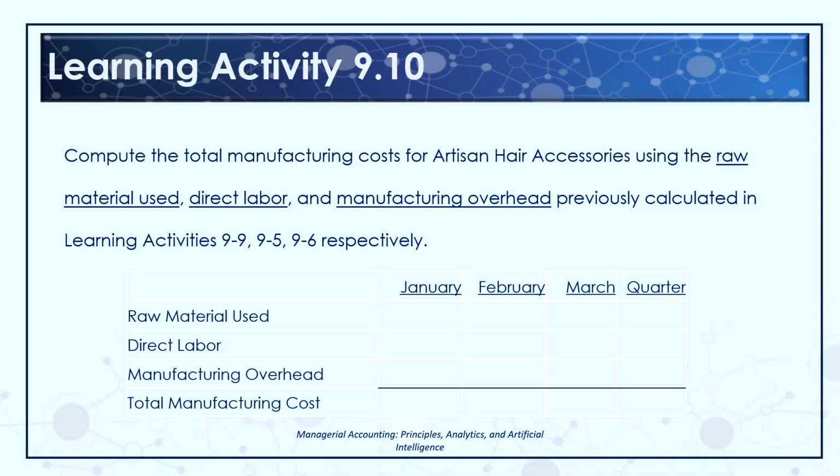Now complete learning activity 9.10. Compute total manufacturing costs for Amour Artisan Hair Accessories using raw materials used from learning activity 9.9, direct labor from learning activity 9.5, and overhead from 9.6. Pause here and complete the total manufacturing cost calculation. Once you've finished, check your answers with the solutions provided in the back of Chapter 9.